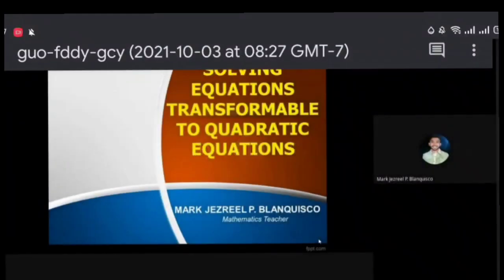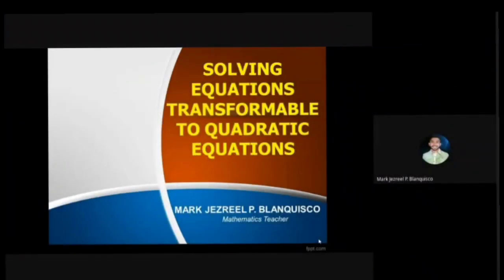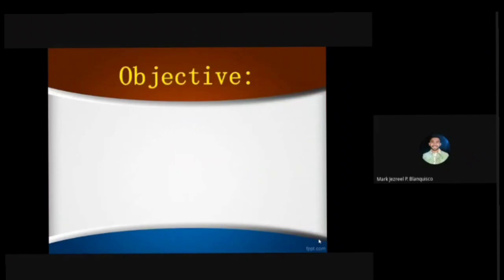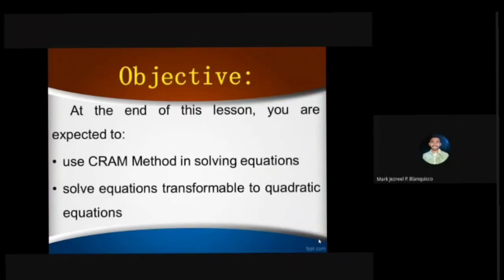Let's get started. For today's tutorial video, we are going to talk about solving equations transformable to quadratic equations. Objectives. At the end of this lesson, you are expected to use the CRAM method in solving equations and solve equations transformable to quadratic equations.